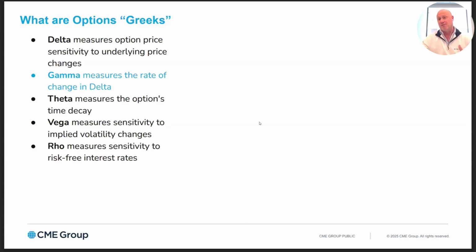What we don't know is how much the future is going to move between the time you buy or sell that option and it expires. That's what implied volatility is. So it's essentially the option market consensus of how much the futures price is going to move between the time of execution and the time that option expires. And all else equal, the higher the implied volatility, the higher the value of that option. The lower the implied volatility, the lower the value of that option.